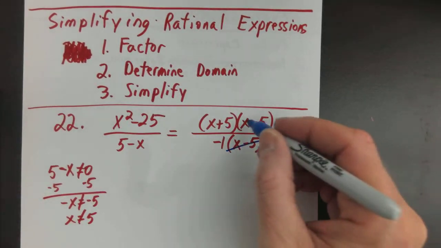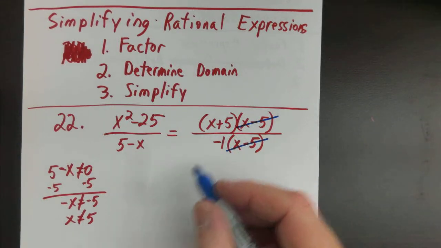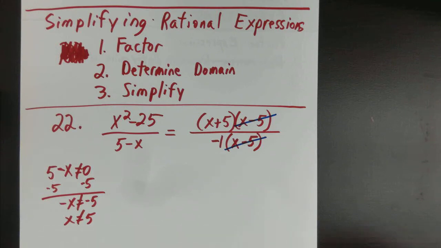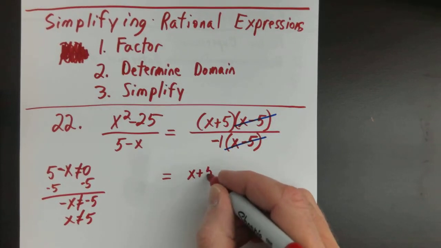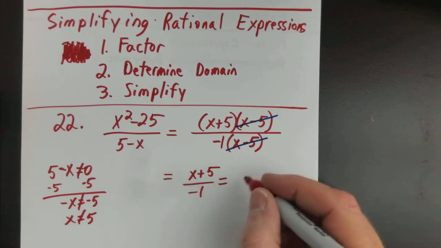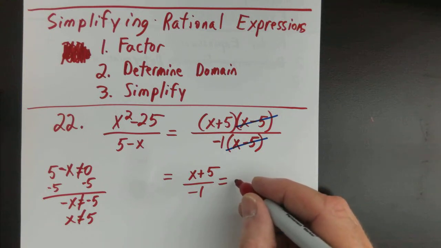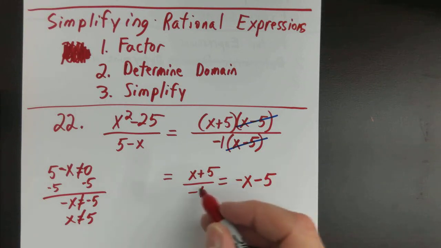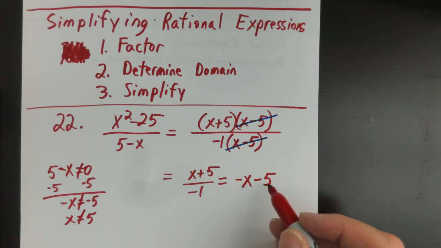I'm going to cross out the x minus 5s, and then I have this equaling x plus 5 over negative 1. I'm going to rewrite this. If I divide, that's negative x plus 5, which is equal to negative x over 1. Negative x plus negative 5. So that's negative x minus 5.